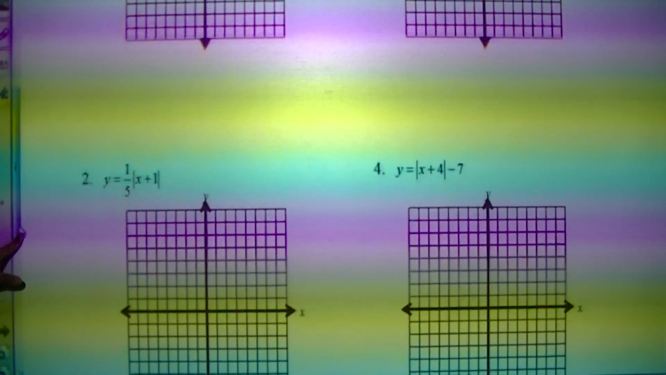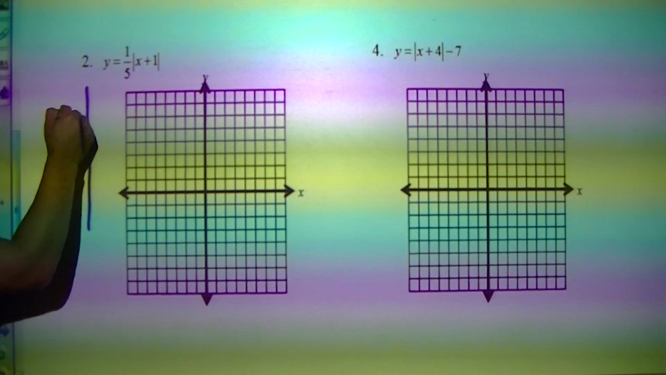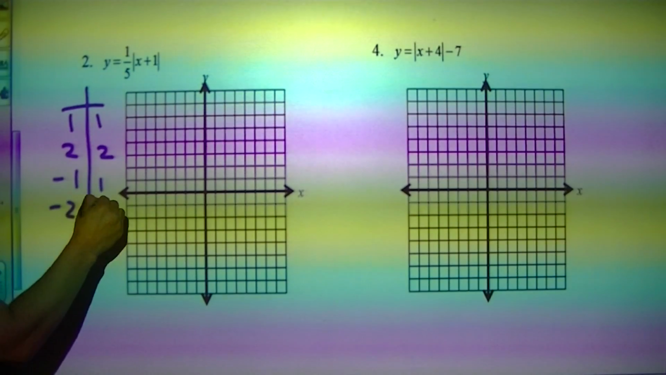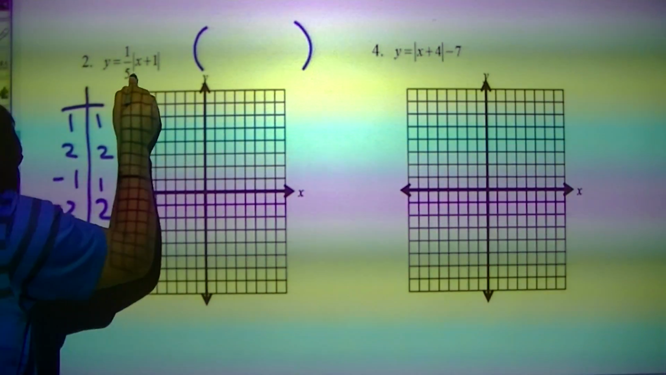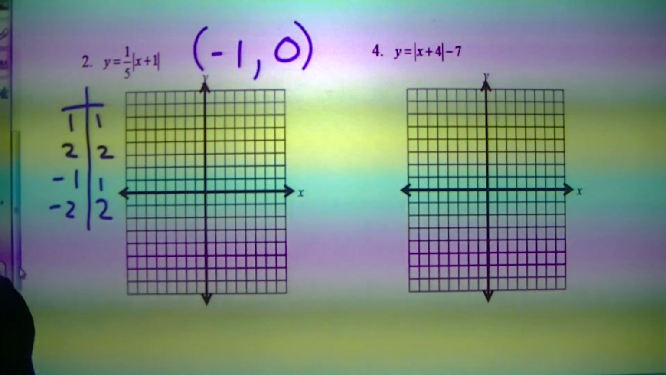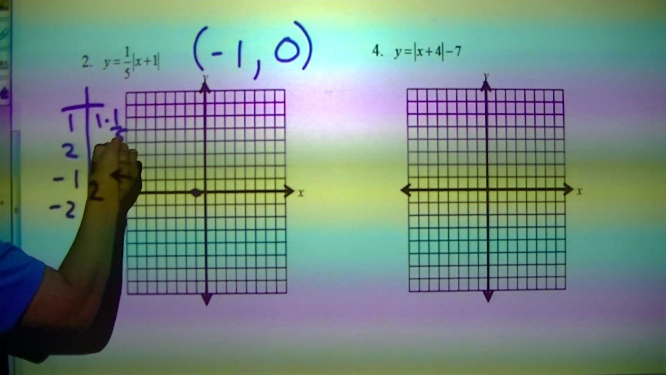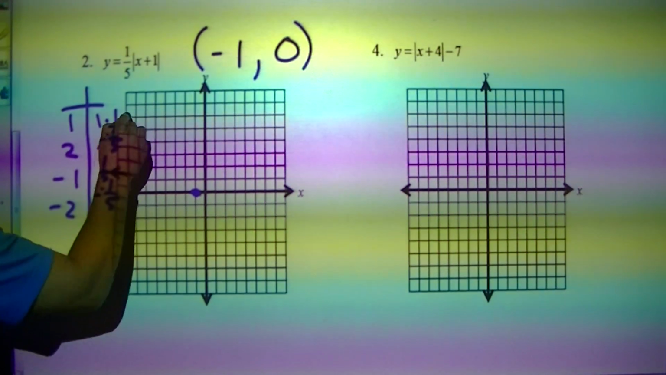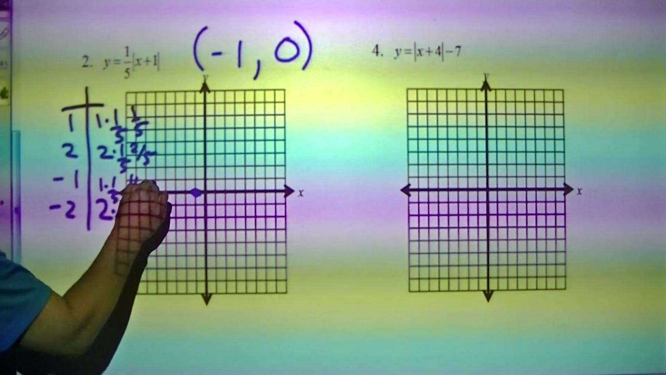Let's go down to absolute value. What I'm going to have there for absolute value is 1, 2, -1, -2, so 1, 2, 1, 2. That's where I'm going to start from. Now, for my anchor point, the inside is going to be -1, because it's opposite. Outside is 0. So here's where I'm at. Since this is 1/5, I'm going to multiply all these by 1/5. So that's going to be 1/5, 2/5, 1/5, 2/5.